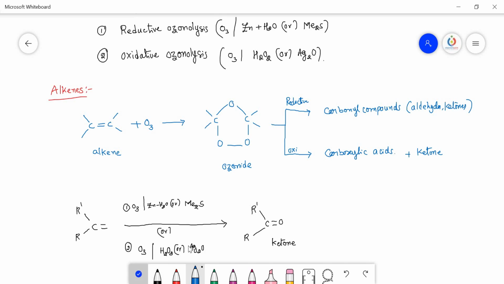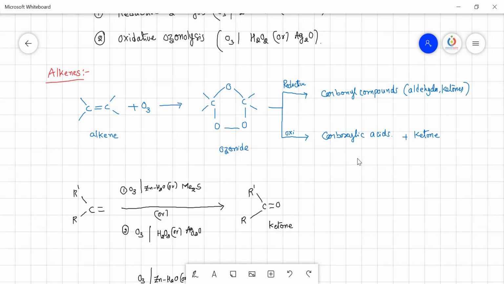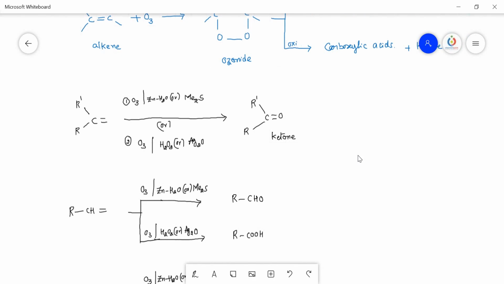Why? Because whatever aldehyde compounds are formed will be oxidized by the hydrogen peroxide to carboxylic acids. That is the reason why in the oxidative ozonolysis of alkenes, we get either carboxylic acids or a combination of carboxylic acids with ketones, depending on the type of alkene molecule we select here. Now let us take some compounds here.